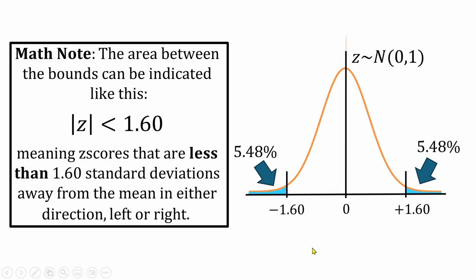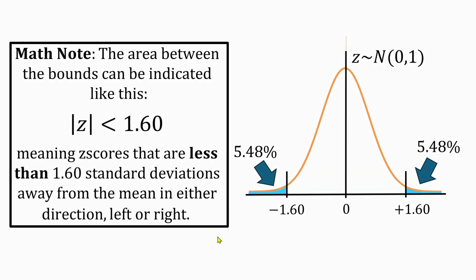We can go the other way as well. We can use the same symbols to indicate the area between these two bounds. What these symbols mean is that we're looking for z-scores that are less than 1.60 standard deviations away from the mean in either direction, left or right. That was the 89.04%. So again, a z with the two bars like this, that's called the absolute value. And its meaning is as I describe here.